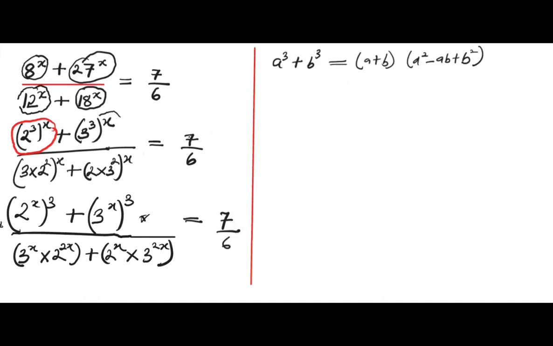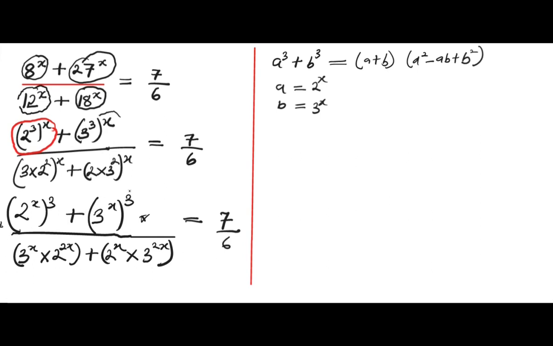Consider this identity to simplify this numerator. Okay, if you notice very well, your a is now equal to 2 raised to the power of x, and b is equal to 3 raised to the power of x. So we are going to replace the values of a and b in this identity, and that will help us to simplify this numerator. Okay, so let's go ahead and do that.